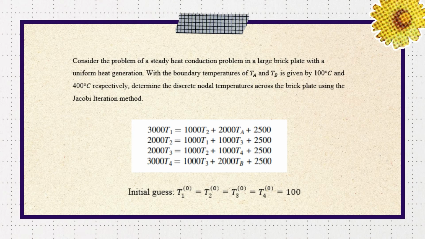The first one is 3000 T1 equals 1000 T2 plus 2000 TA plus 2500. The second equation is 2000 T2 equals 1000 T1 plus 1000 T3 plus 2500. The third equation, 2000 T3 equals 1000 T2 plus 1000 T4 plus 2500. And the last equation is 3000 T4 equals 1000 T3 plus 2000 TB plus 2500. And the initial guess is T1 equals T2 equals T3 equals T4 equals 100.